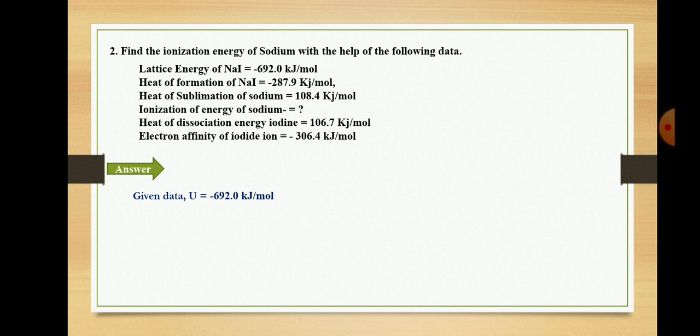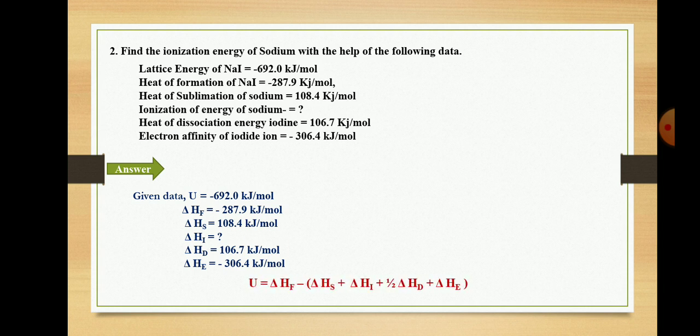U is equal to minus 692.0. Delta HF is also provided, so it is minus 287.9. We have to substitute the value of delta HS, which is 108.4. Delta HI we have to find out. Delta HD is given, 106.7, and electron affinity, which is minus 306.4 kilojoule per mole. So students, we have to remember our equation. U is equal to delta HF minus delta HS plus delta HI plus half delta HD plus delta HE.